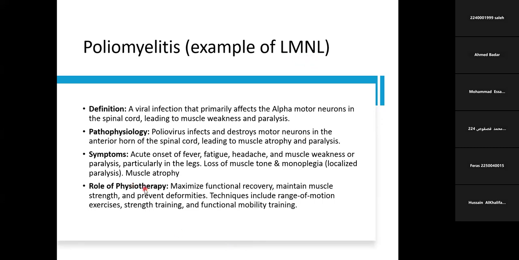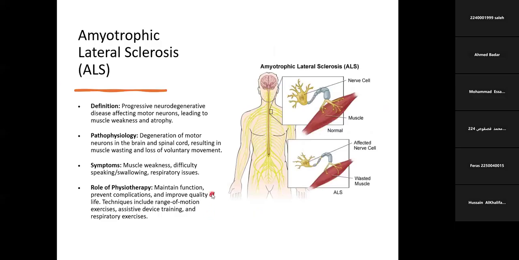Role of physiotherapy: we keep on giving exercise to this muscle, maximize functional recovery, maintain muscle strength, and prevent deformities. Techniques include range of motion exercises, strength training, and functional mobility training.